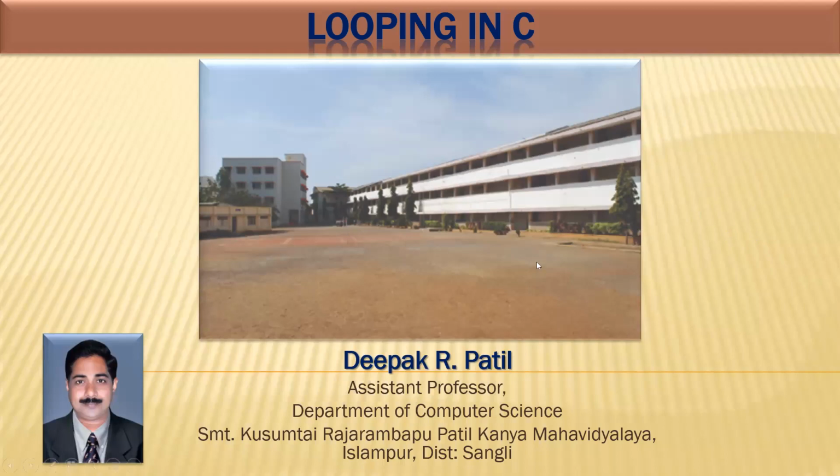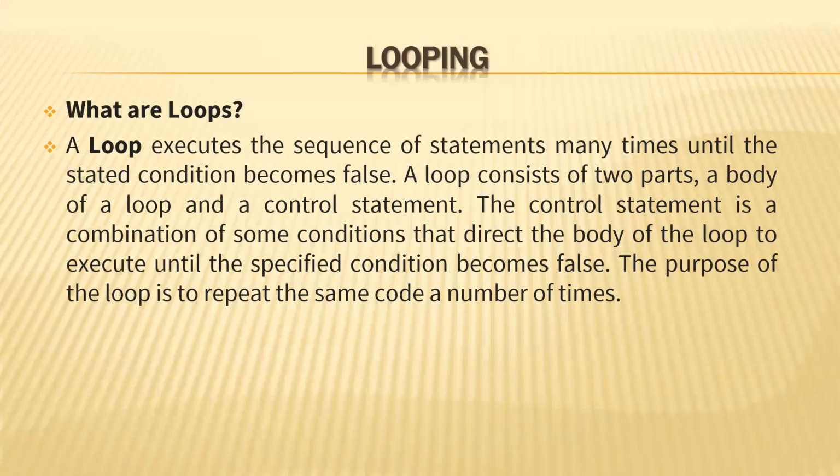Let us discuss looping in C, as we have already discussed the decision structure with decision making and branching in our last session. Let us see what looping is. Looping works by executing a sequence of statements many times until the stated condition becomes false.